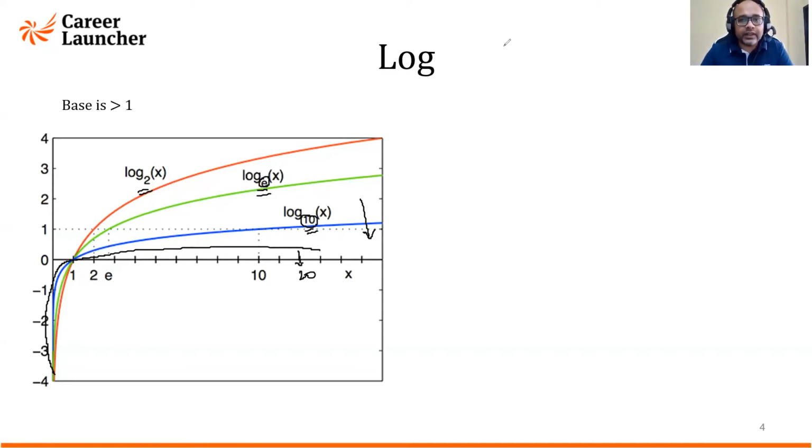The logic is the graph will be very, very steep before the 0 part, as long as it is in the negative, and it will become very, very gentle when it crosses 1. You can see what is happening. Your red is the steeper one after 1, but before 1 it is less steep compared to the other graphs. Green is in between them, and blue is the one with the highest base. You can see it is the steepest before 1, and it is the gentlest after 1.